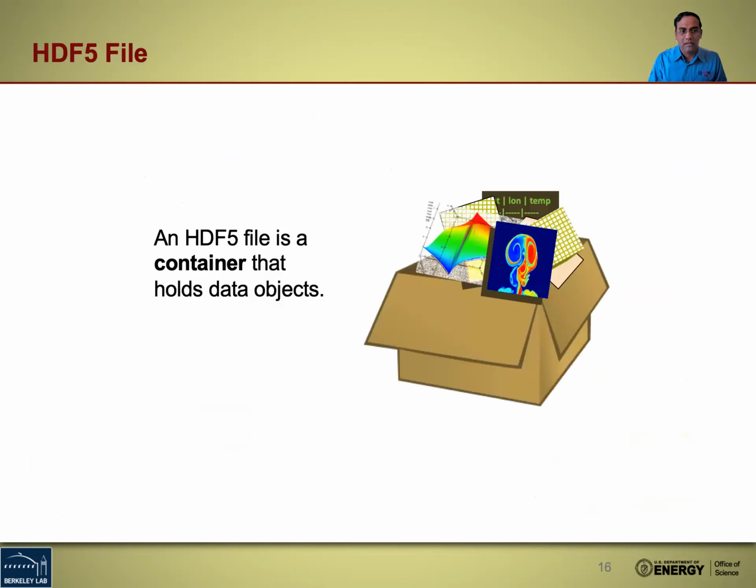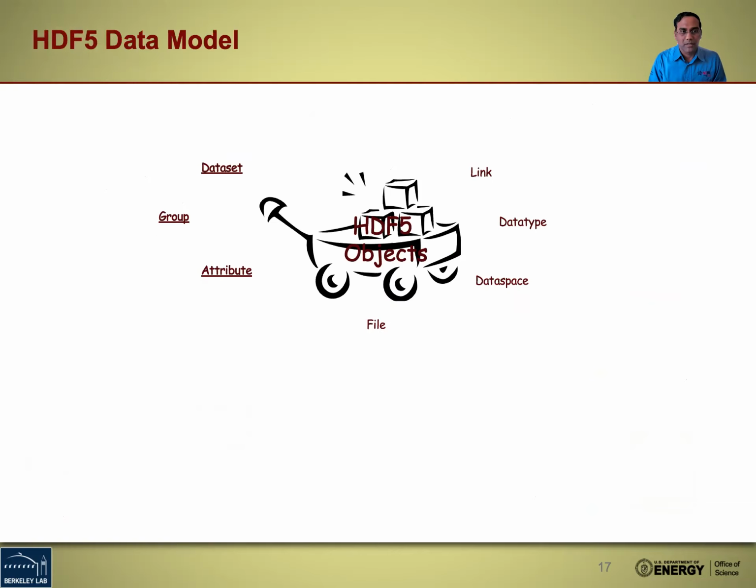So an HDF5 file is a container that holds objects. Any type of data can just be thrown into the file, and HDF5 manages it. The data model contains abstractions such as data set, group, and attribute. Data sets are the actual data you're storing, the group is to hierarchically combine these data sets, and attributes describe the data. You can also have links, data types, and data space to decorate the data itself, to add the self-describing nature of the data.